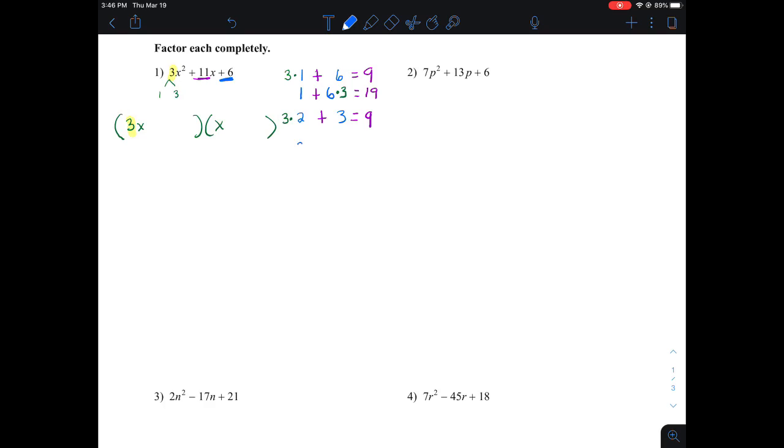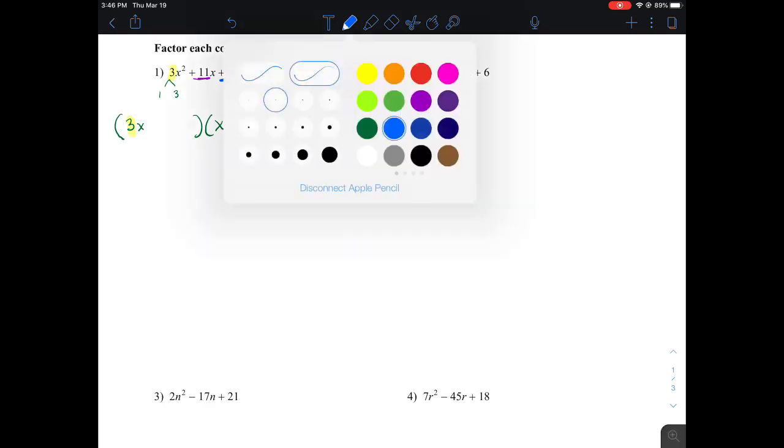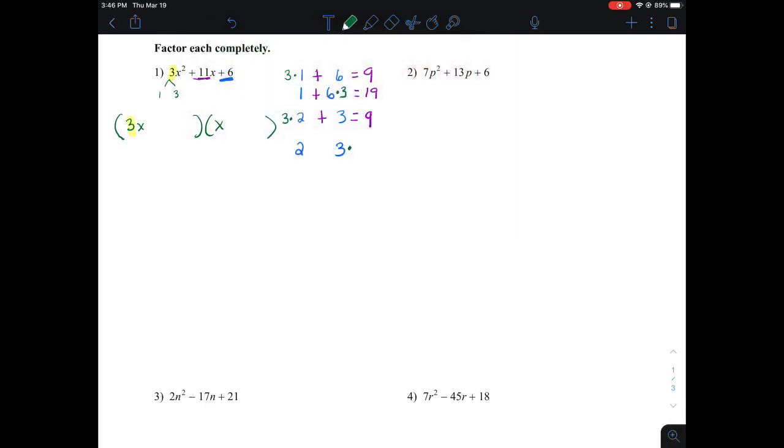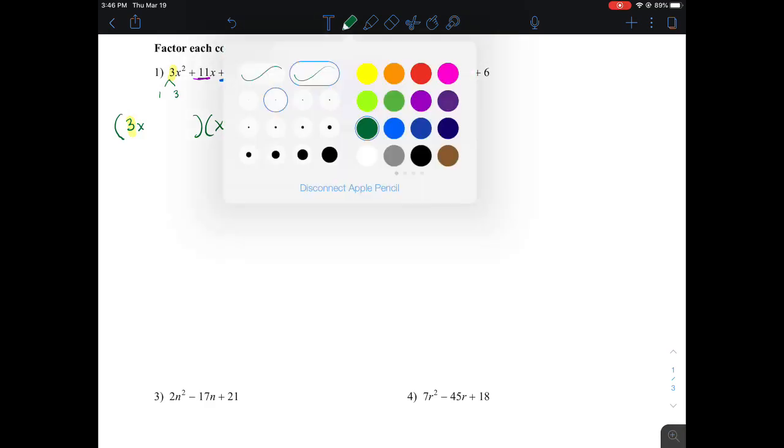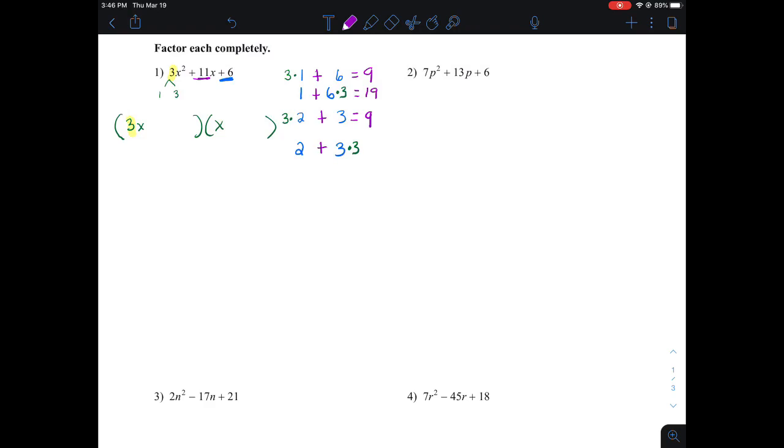We could have positive 2 and positive 3, but this time I multiply the 3 by 3, the 3 that was in front of the x. And I'll see what that adds up to be. PEMDAS says do your multiplication first. 3 times 3 makes 9. 9 plus 2 makes 11. So I have found what needs to happen.